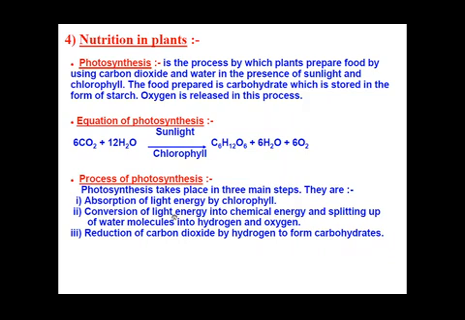So light energy is used up and it is converted into chemical energy, which is followed by splitting of the water molecule. This water molecule is broken down into hydrogen and oxygen. Third process is the reduction of carbon dioxide by hydrogen to form carbohydrates. So these are the 3 main steps which are included in the process of photosynthesis, and these 3 are asked many times in board examination. So let's move forward.